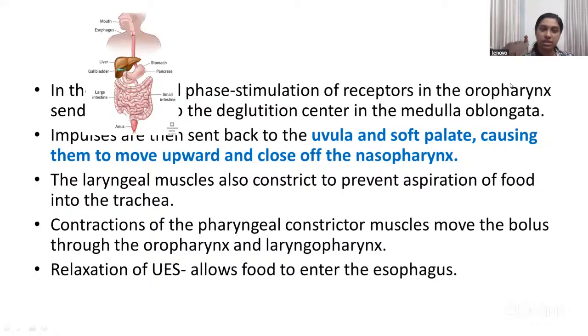So this is basically the pathway of food from mouth to esophagus. Sorry, mouth to pharynx and then to esophagus. Okay. I will show you in the next diagram and explain.